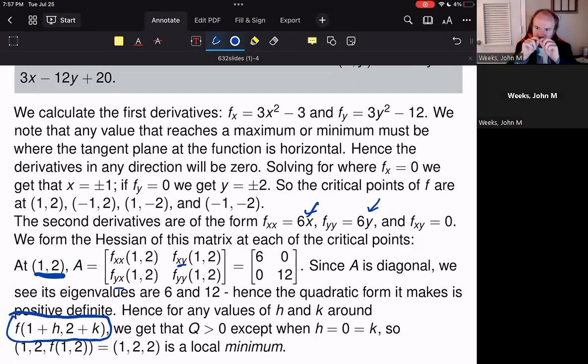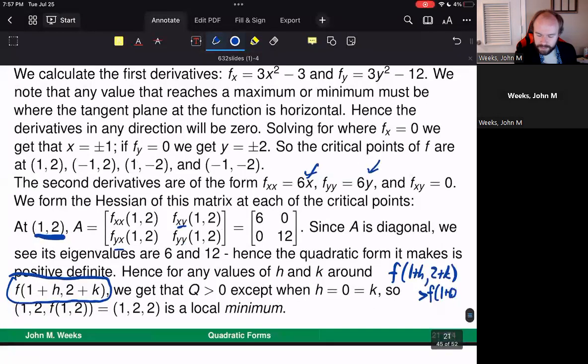If I plug in a vector for h and k that is non-zero, then what I'm doing in the function is making a small change away from the point (1, 2). I'm changing it a little bit. But the function value we know is going to be greater than 0, right? This change going from plus h and plus k is going to be a positive change because this quadratic form is going to be greater than 0. That is, f of (1 plus h, 2 plus k) is going to be greater than whatever happens if we plug in 0 for each of these things.